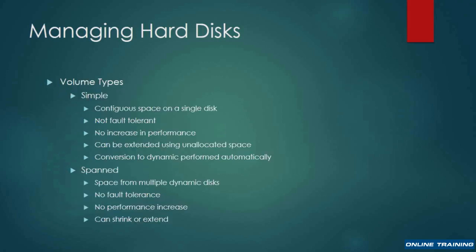So these different volume types are something that we want to know. The first volume type is simple. A simple volume is contiguous space on a single disk. That's just your normal type of, what we would call a basic partition as well, a simple volume. It's assigned a drive letter or a mount point, but it's not fault tolerant. It doesn't have any increase in performance. The conversion to dynamic, as I said, is going to happen automatically.